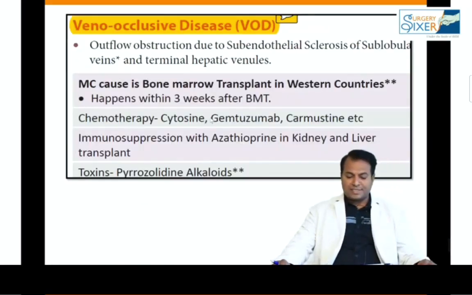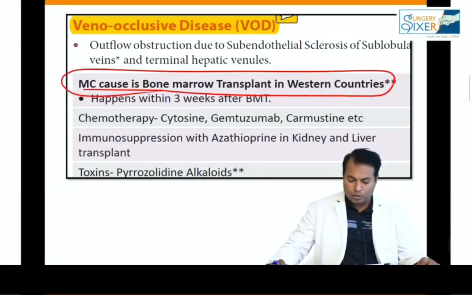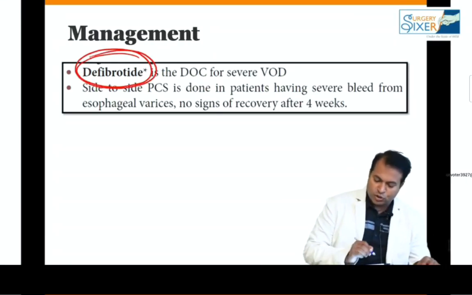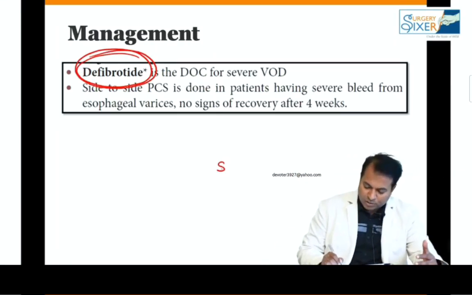So please don't forget veno-occlusive disease is most common in bone marrow transplant patients, and defibrotide is the drug of choice. Okay, and if at all surgery is needed, we do side-to-side portocaval shunt in these patients.